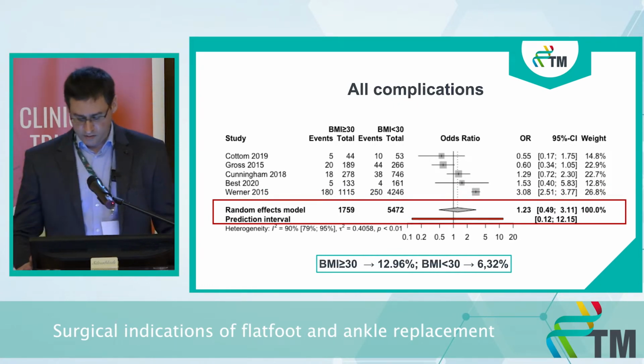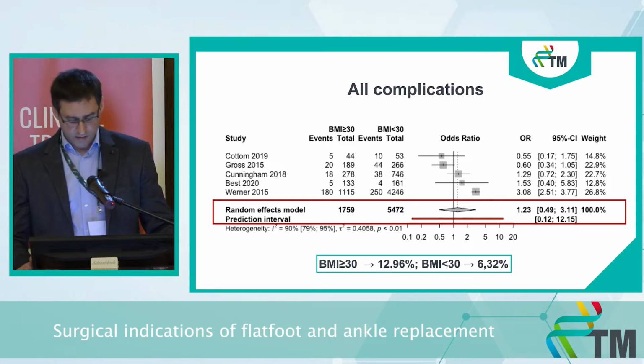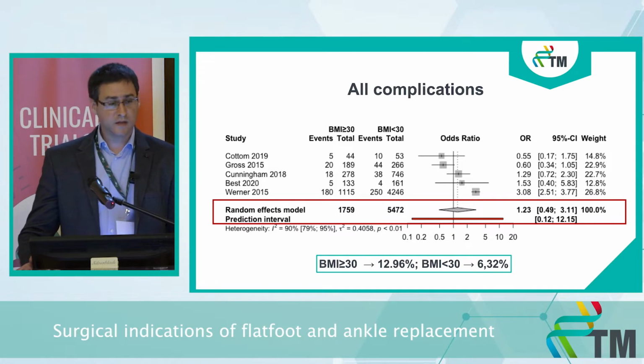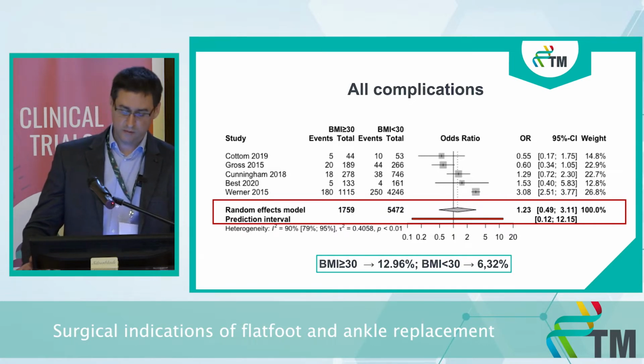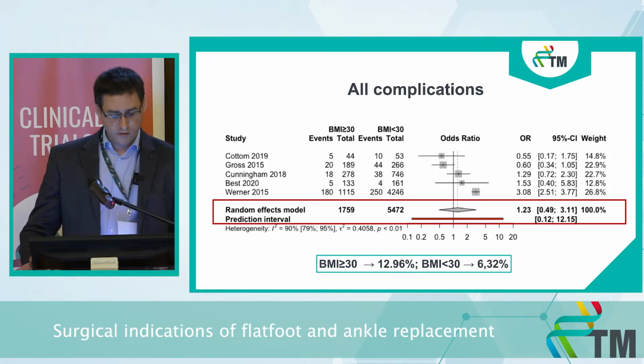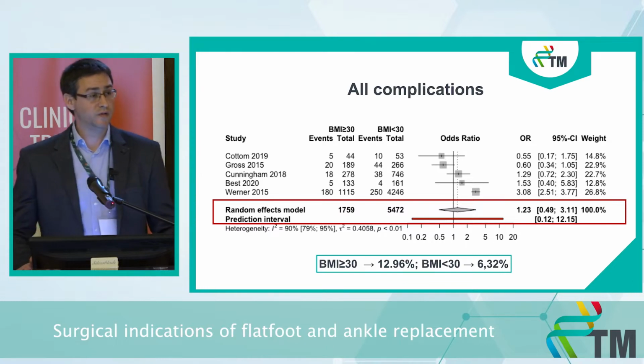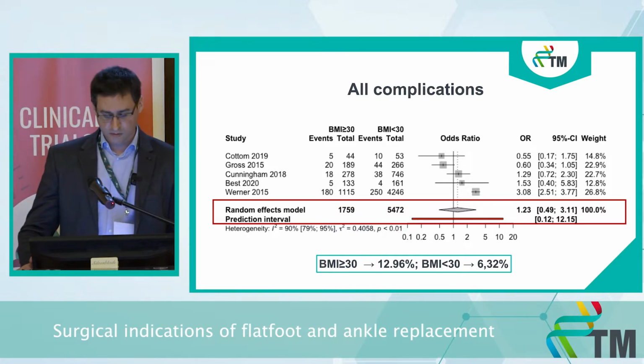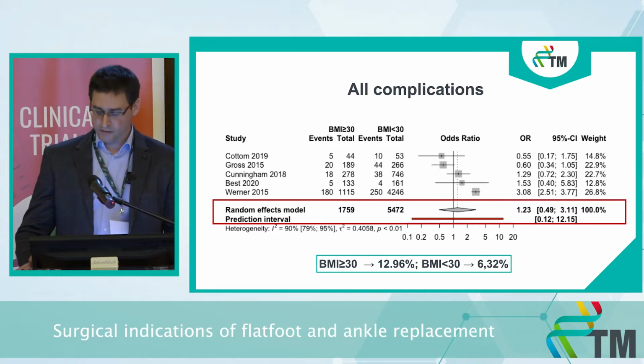The next forest plot is about the complications. We have detected nearly twice higher rate of complications in the obese group. It can be seen on the bottom of the slide, but because of the large heterogeneity between the populations, we could not prove this difference. The confidence interval contains the number 1, and it means the difference is not significant.